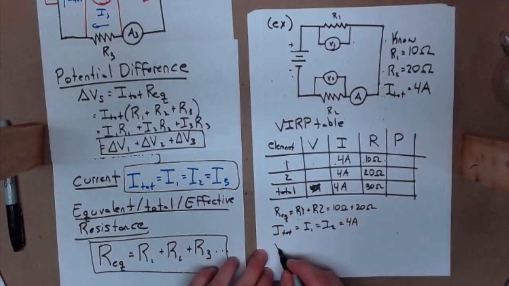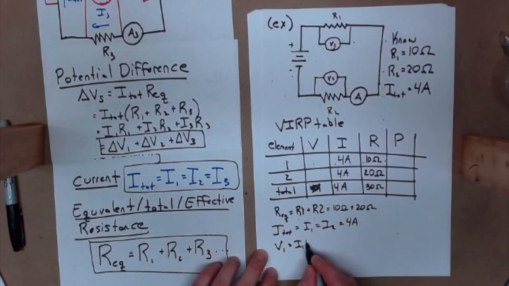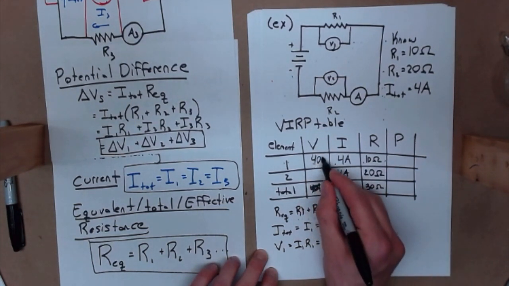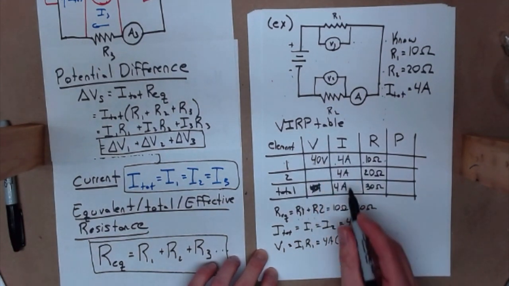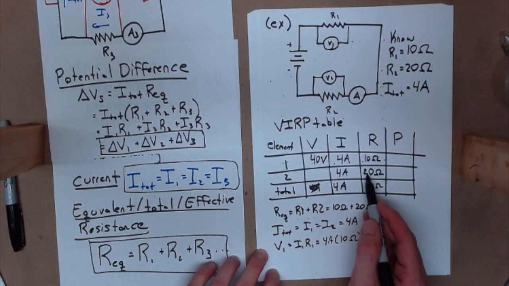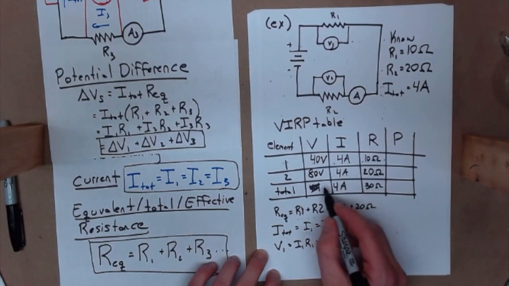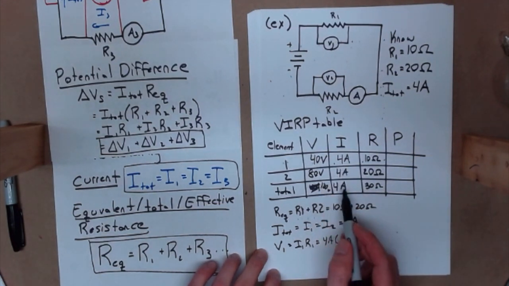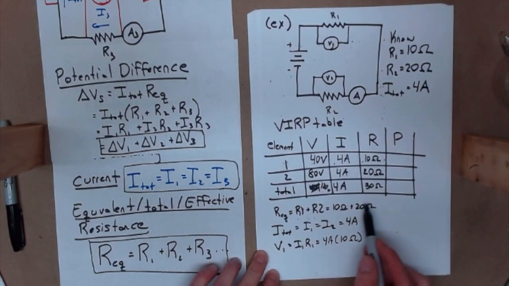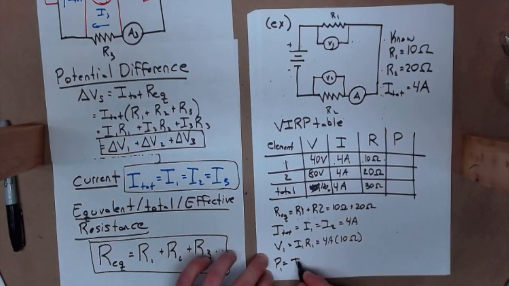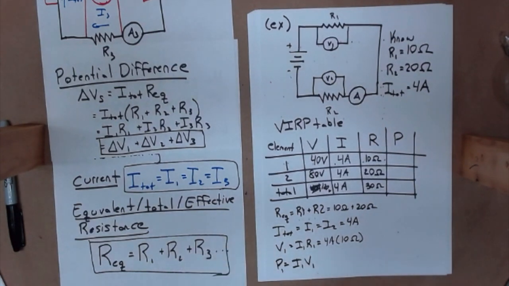Next, I can just use Ohm's law here. V1 is equal to I1 R1, 4 amps times 10 ohms, or 40 volts. Same thing here, 4 times 20, right? Well, what is that going to give me? That's going to give me 80 volts. Here, 4 times 30, what is that? That's 120 volts. And notice, this is my system, right? The system should be the sum of the individuals. 40 plus 80 gives us 120. It works.